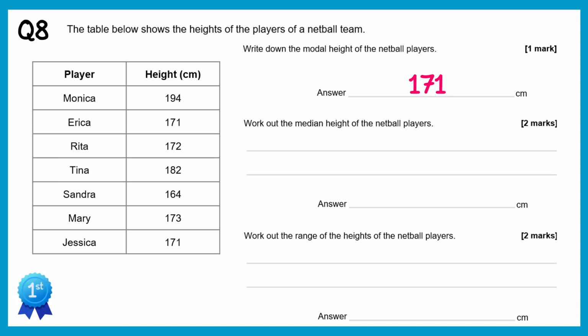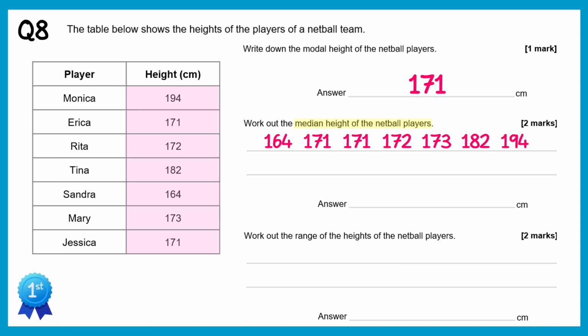For the next part of the question, we need to work out the median height. To do this, we're going to need to write the heights in order. We'll start with the smallest, which is Sandra at 164. We then have the 171s, then 172 for Rita, 173 for Mary, 182 for Tina, and then 194 for Monica.